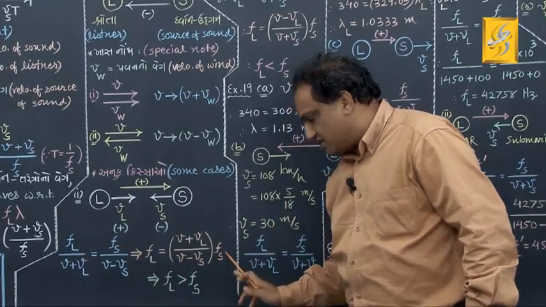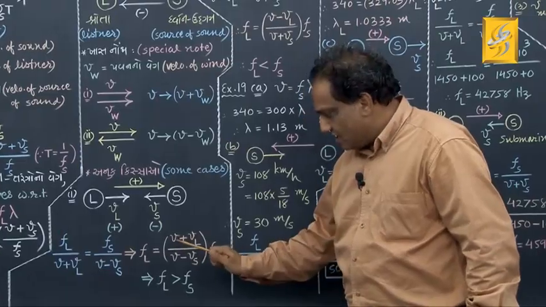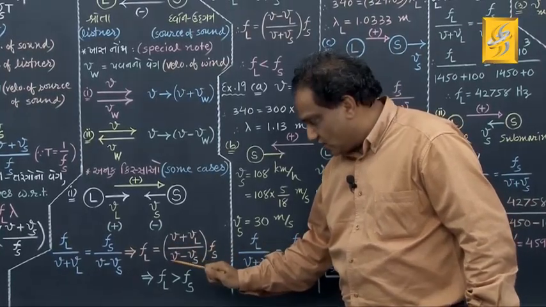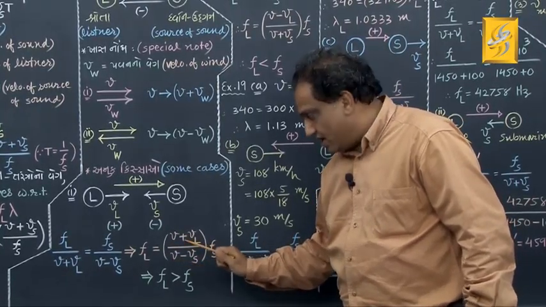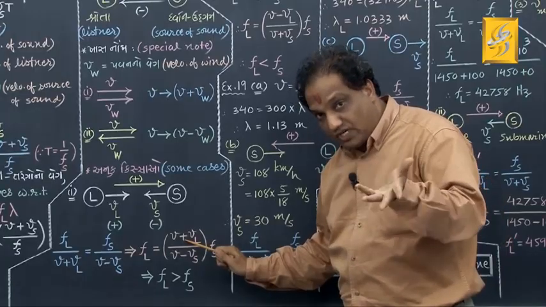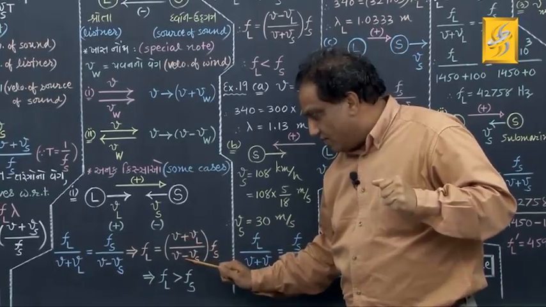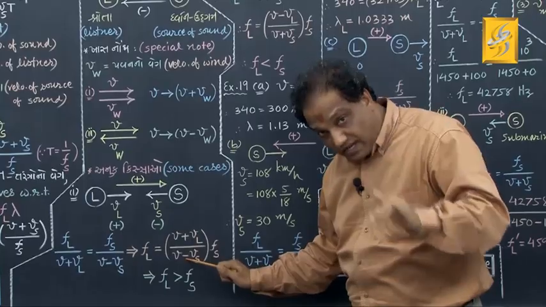Don't forget this Fs. Here also there is V, here also there is V. In the numerator you are making addition, so its value will increase. In the denominator you are making subtraction, so the value will decrease.